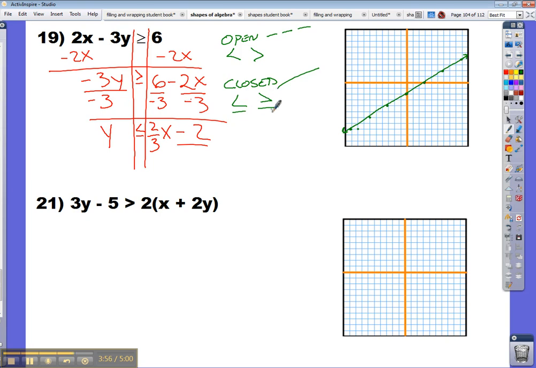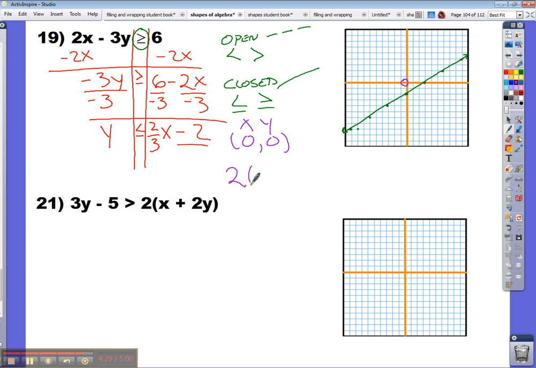So now that we have our line graphed, let's figure out if it's open or closed. Well, it can be equal to, so therefore we have a closed line. So I'm just going to leave it as a closed line. The last part for graphing an inequality is finding out which area you have to shade, because 2x minus 3y doesn't have to equal 6, it just has to be bigger than 6. So I'm going to pick a point that isn't on the line. I'm going to pick 0, 0. And I'm going to plug in 0, 0 for x and y.